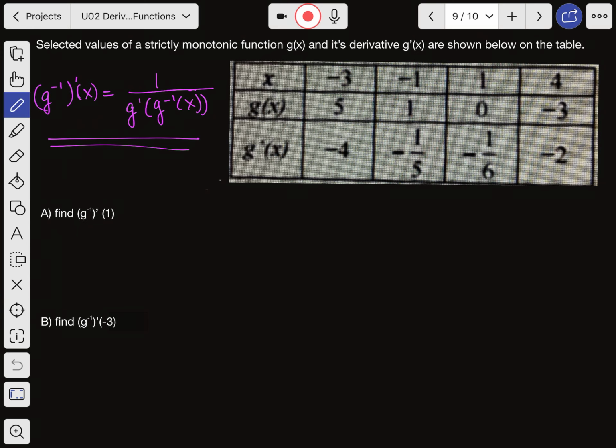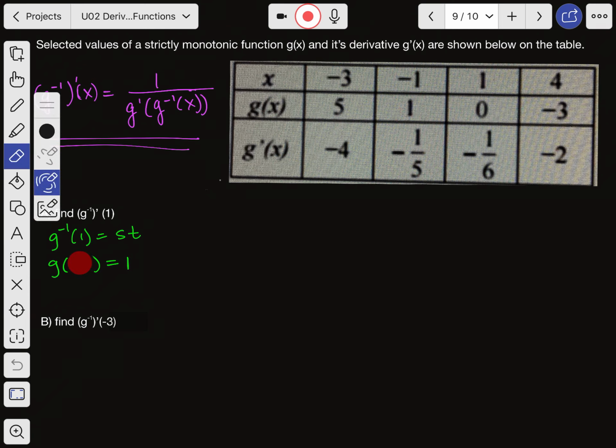Okay, so just like before, g inverse of 1 is equal to something. G of something is equal to 1. So we've got to figure out what is that something. So g, and we want something to be 1, so that would be negative 1. If I plugged negative 1 in for my something, I get an output value of 1. So this something is no longer a something, it's a negative 1. We named it.